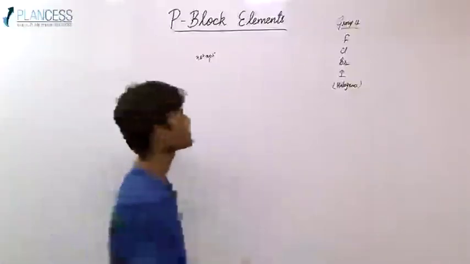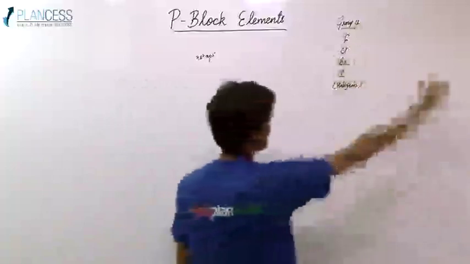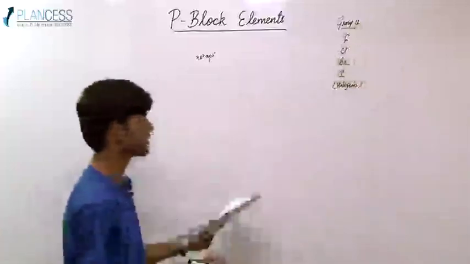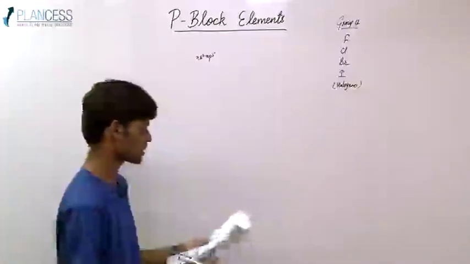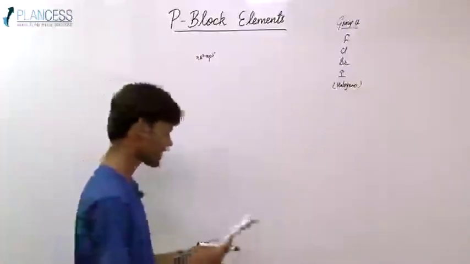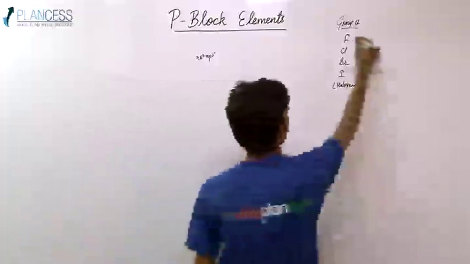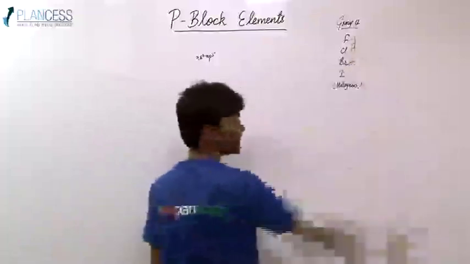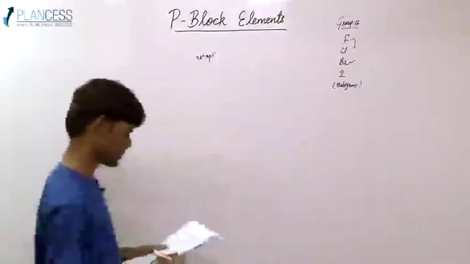However, the other trends are the same. Down the group, atomic radii increases, ionization enthalpy decreases, electron gain enthalpy, I told you there is an anomaly, and electronegativity decreases. As far as physical properties are concerned, fluorine and chlorine are gases. Bromine is a liquid and iodine is a solid. Remember, bromine is a liquid. This is an important thing.